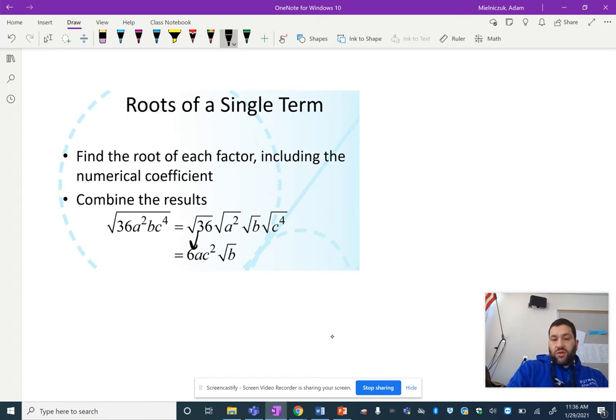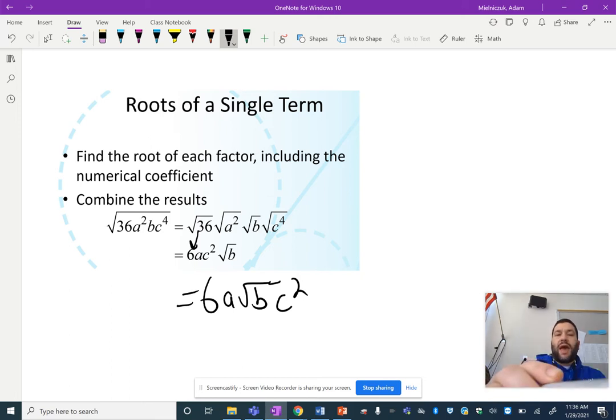The square root of c to the fourth is c squared, and then you usually leave the radical at the end. Why? We don't want to rewrite it as 6a square root of b c squared, because if you write it messy, we don't know if it's the square root of b c squared or just a square root of b then c squared. So always leave the radical at the end so that you're not left with that potential confusion.